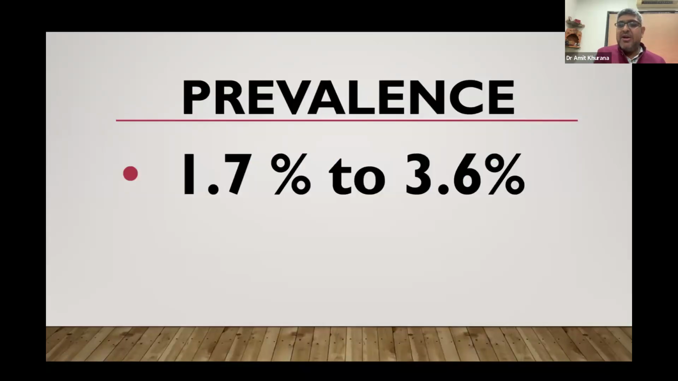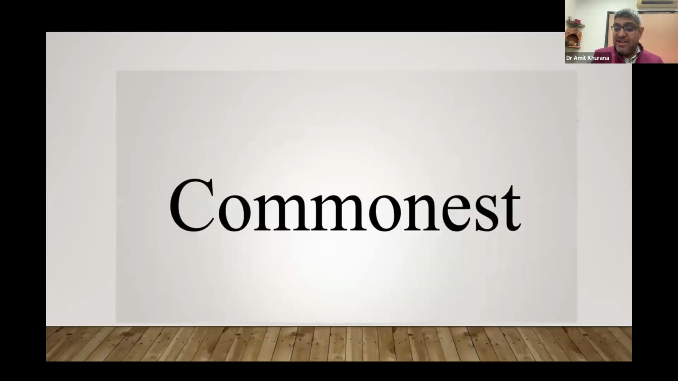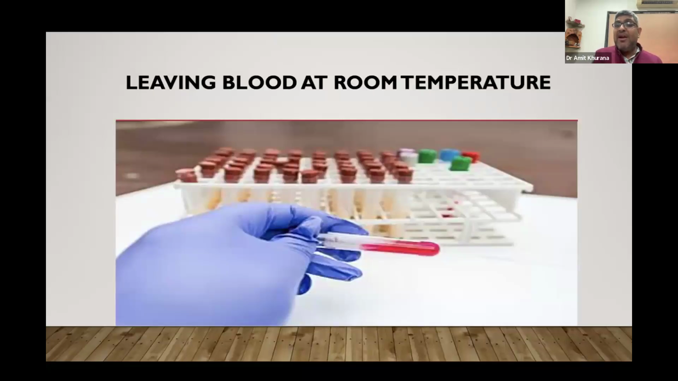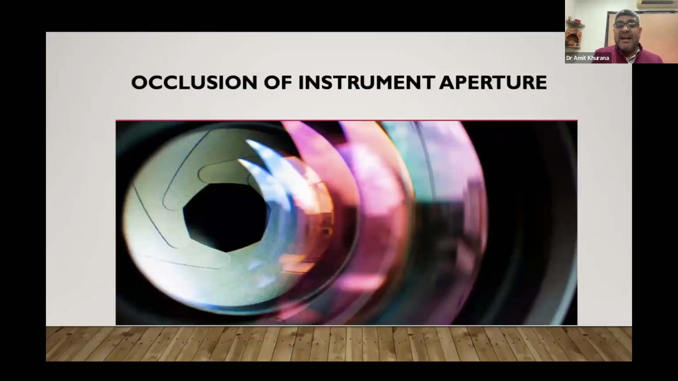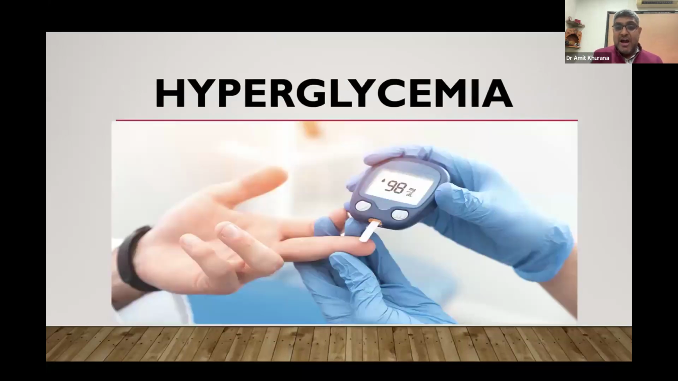What is the prevalence and incidence of this category? It's very simple: the prevalence is about 1.7% to 3.6%, where most patients have macrocytosis without anemia. The commonest cause is leaving your blood at room temperature, and that was your MCQ. That is the most common cause of high MCV without anemia. Second most common causes are occlusion of the instrument aperture, or hyperglycemia.